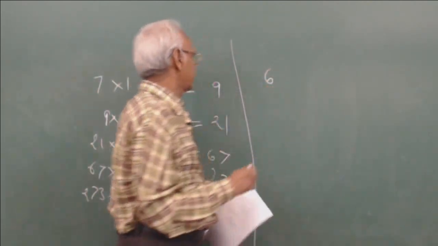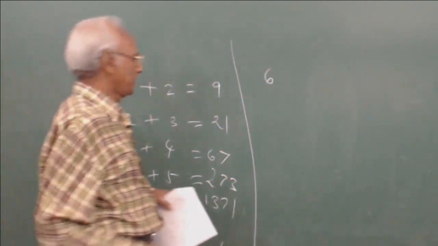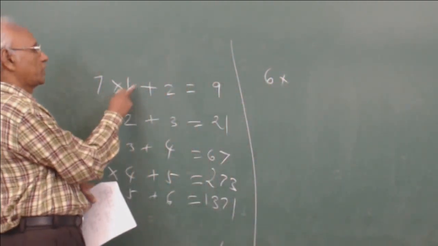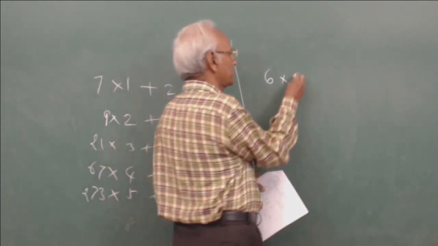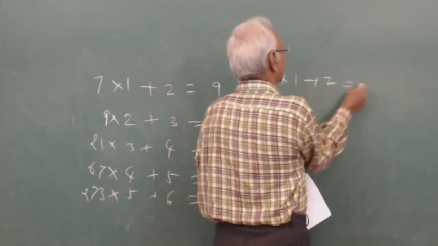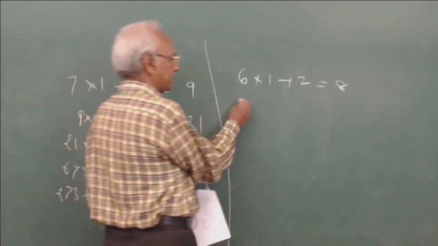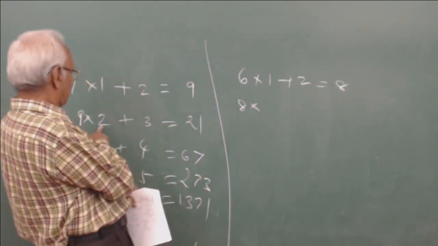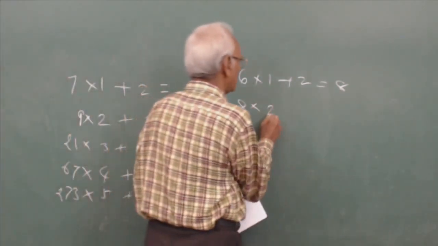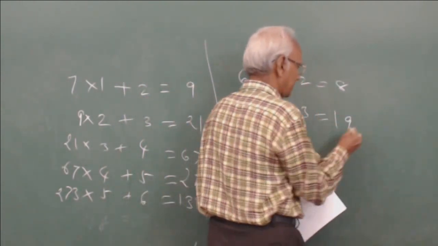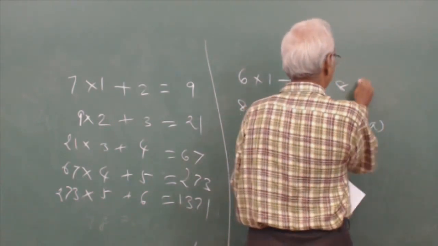Here the first number is 6 instead of 7. But same rule, first number into 1 plus 2. Similarly, first number 6 into 1 plus 2 is 8. Then that comes here. Same way, 8 comes here. Here second one into 2 plus 3, so it is 19. And this is your A. I'm sorry, this is your A.